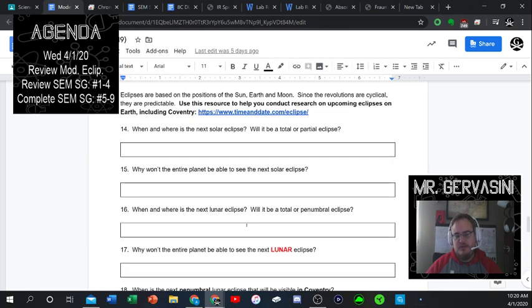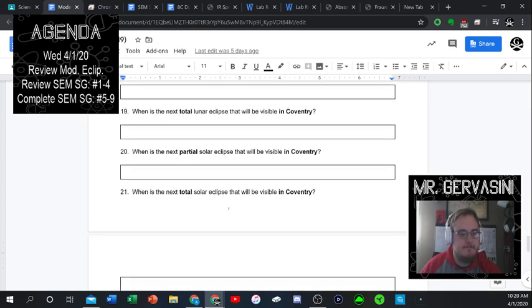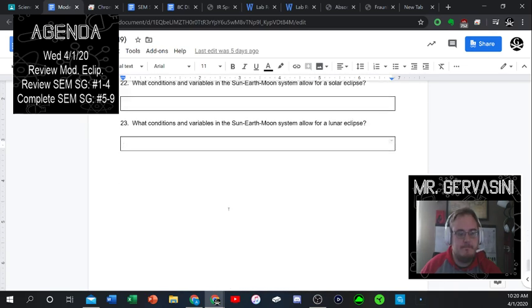Any final questions on modeling eclipses? Just in case you were stuck, got a little confused. Yes, you can revise it. Just resubmit once you've changed it. No, you cannot submit for a 25 rainy if you're 1 point off. Okay.